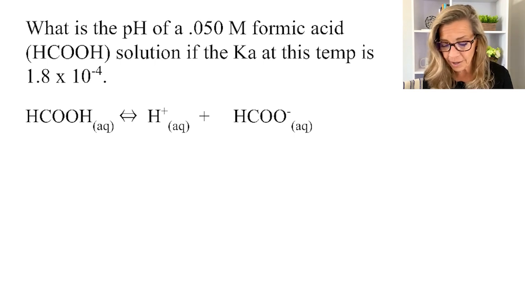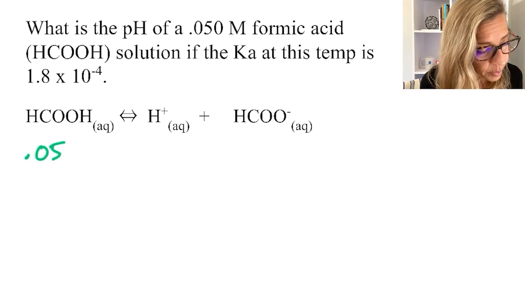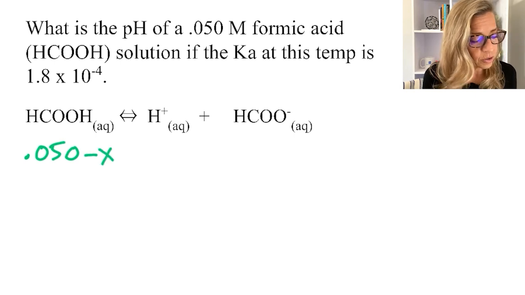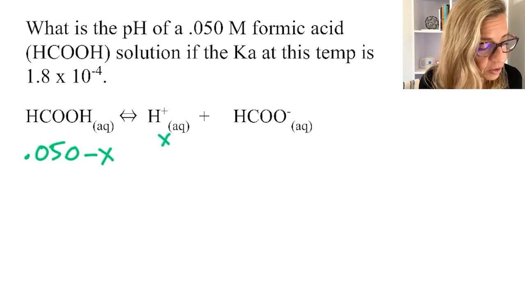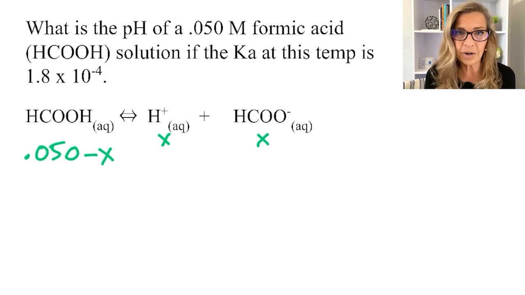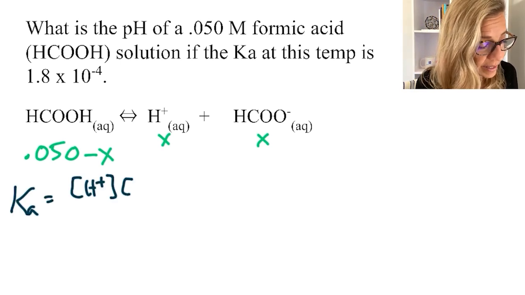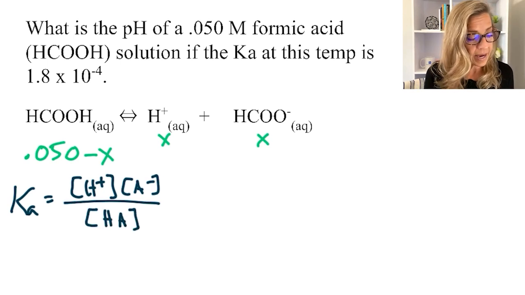So what we're going to do here is we have 0.05 molar, and then some amount of that is going to dissociate, and I'm going to assign that a variable x. That's how much is going to come off. And so if x molar comes off, we'll have x molar of this and then x molar of the rest of the acid. So let's go ahead and write our Ka expression. So Ka is equal to the concentration of the acid, remember, and then the anion, what's left over, and then the acid itself.